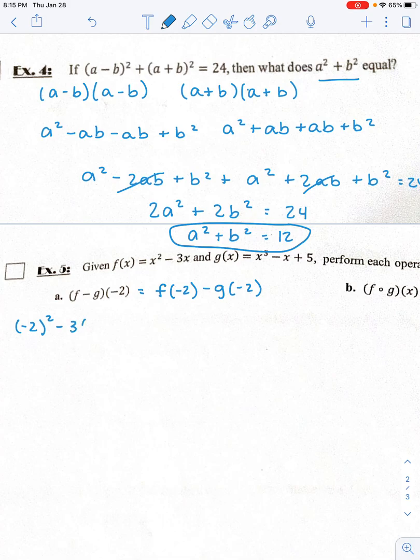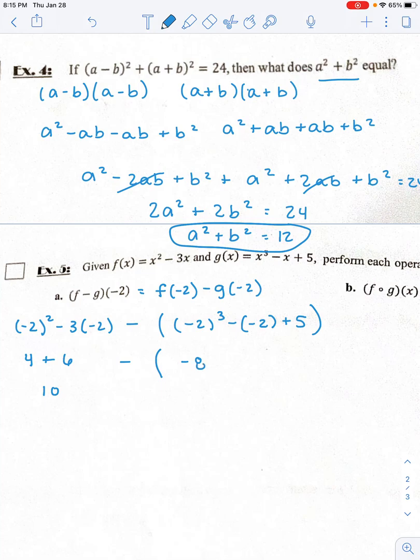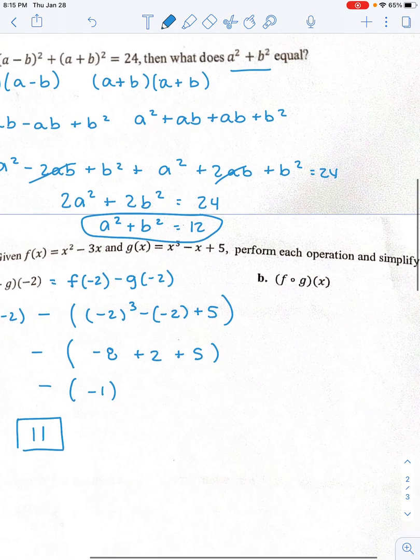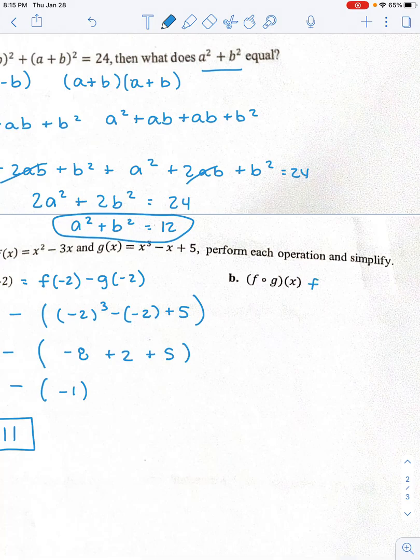All right, so I'm going to plug in negative 2 into f. So I've got negative 2 squared minus 3 times negative 2. This gives me 4 plus 6, which gives me 10. And we're going to minus over here. We've got negative 2 cubed minus negative 2 plus 5. Negative 2 cubed is negative 8 plus 2 plus 5, which gives me negative 1. 10 minus a negative 1 gives me 11.